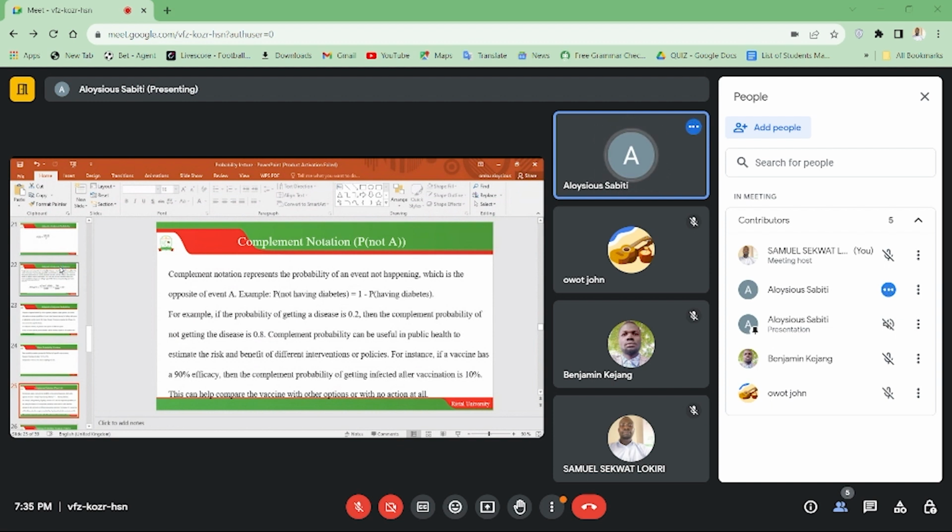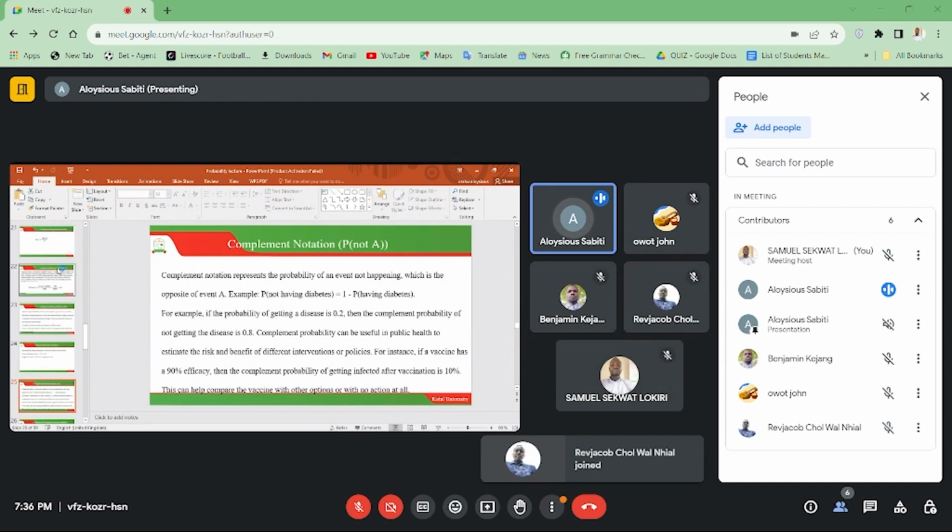So complement probability can be very useful in public health to estimate the risk and benefits of different interventions or policy. For example, if a vaccine has a 90% efficacy, then the complement probability of getting infected after vaccination is 10%. So then this can help compare the vaccine with other options or with no action at all. So for any intervention, you should be able to understand the level of efficiency that the intervention would create.